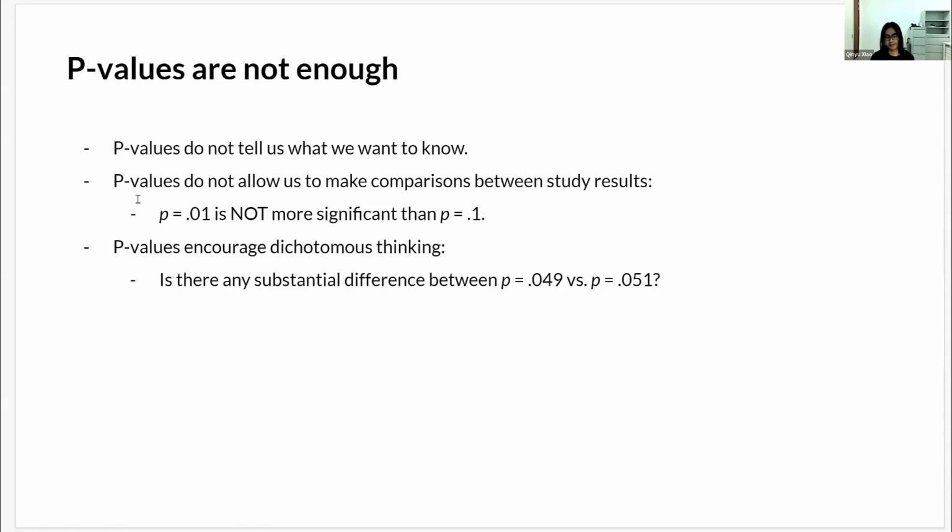And also, as you might know, p-values encourage what is called dichotomous thinking. It forces us to classify our results in terms of those that are significant and those that are non-significant. But if we think about it, is there any substantial difference between a p-value of 0.0449 versus a p-value of 0.051? Likely not, because we can get these two p-values just by including or excluding one data point. But one result is declared as statistically significant and the other is statistically non-significant.